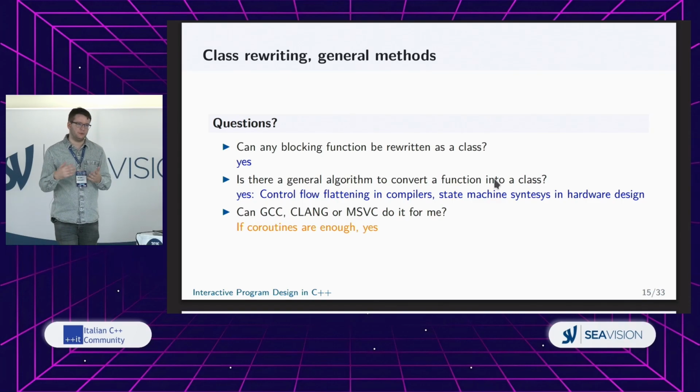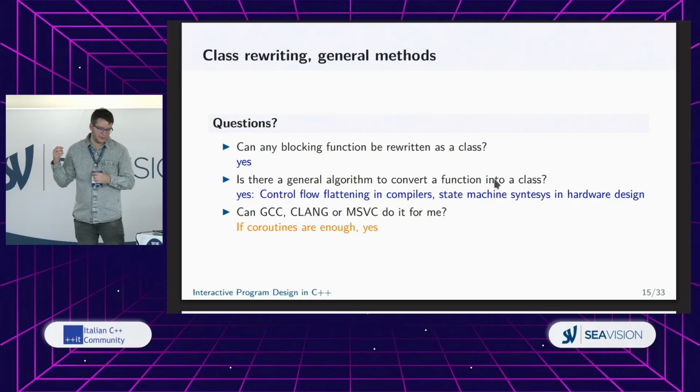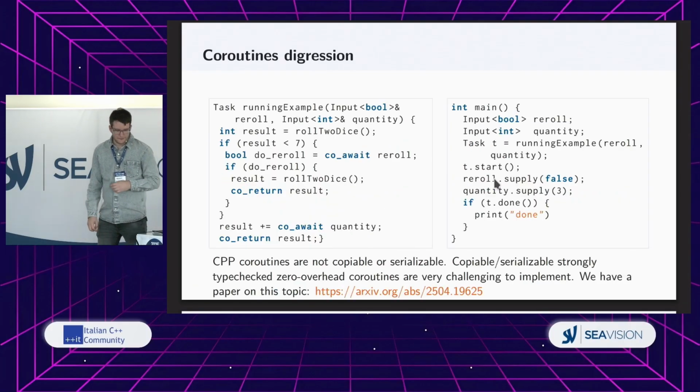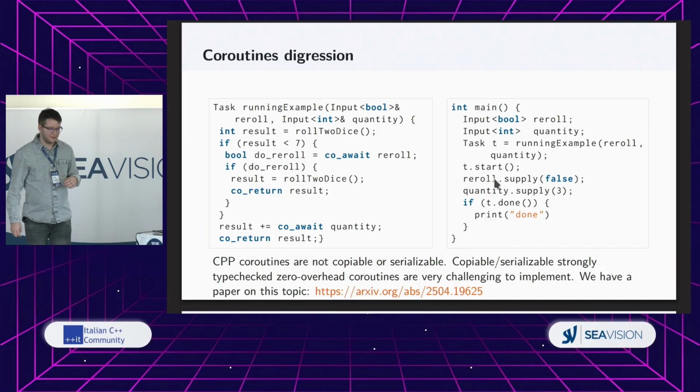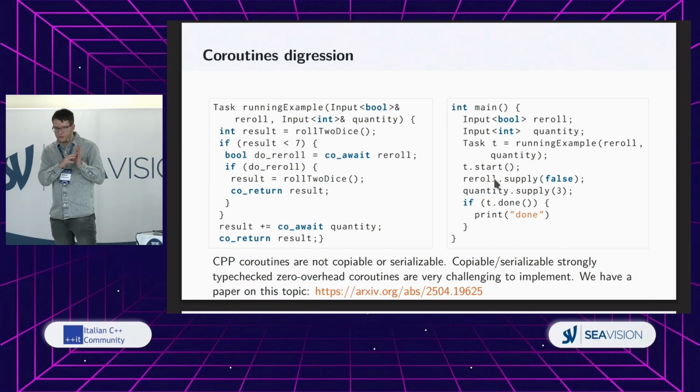And so the next question is, if the compilers know how to do it, can GCC, Clang, or MSVC do it for us? Yes, but only if coroutines are enough for your problem. Okay, now there is a coroutine digression. So what do coroutines do? Coroutines do exactly what we wanted, right? Coroutines let you suspend a program without creating a thread. And under the hood, the compiler is doing exactly the transformation we want to do by hand.